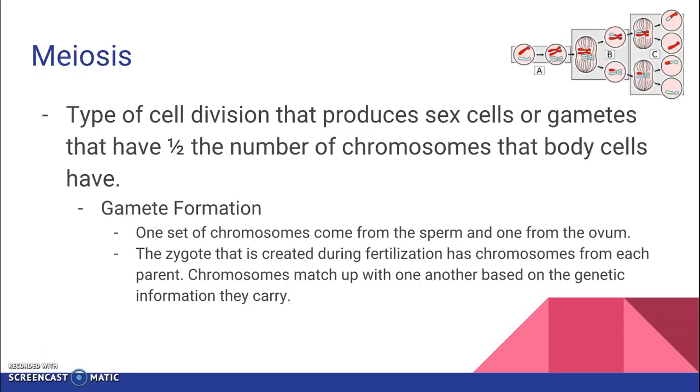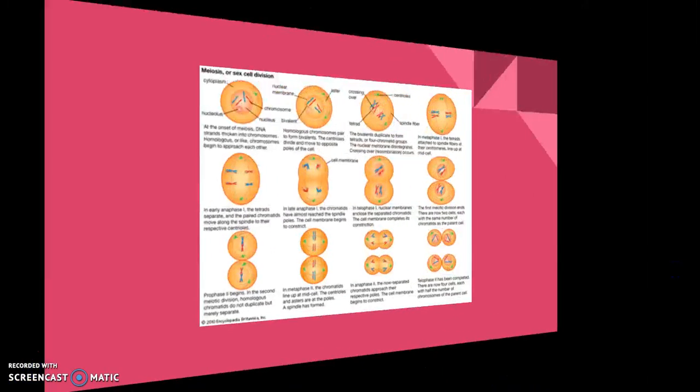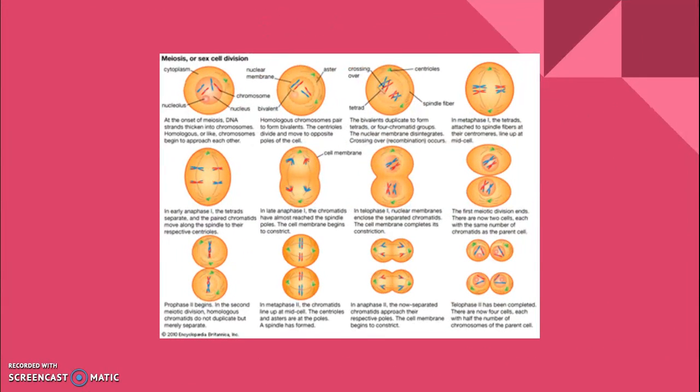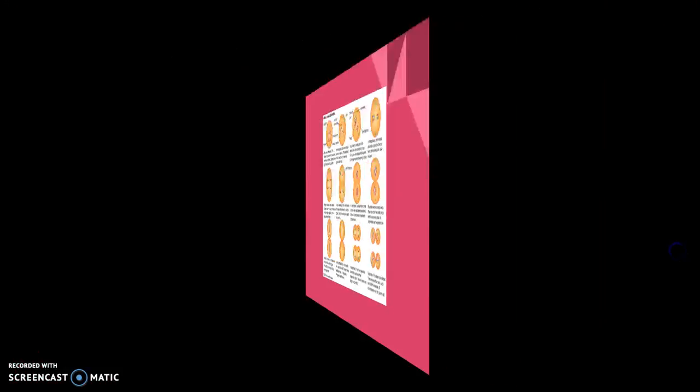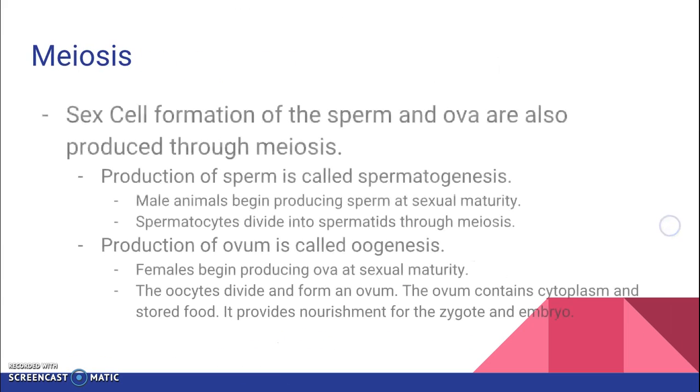Those chromosomes will match up with one another based on the genetic information they carry. So it could be that there's a chromosome for eye color, and the chromosome for eye color is found in both the mother and the father. So once those two come together, that's how the baby's eye color is then determined. So this is the full set of meiosis, and we're going to break this down very briefly. This is going to be a really brief overview of meiosis.